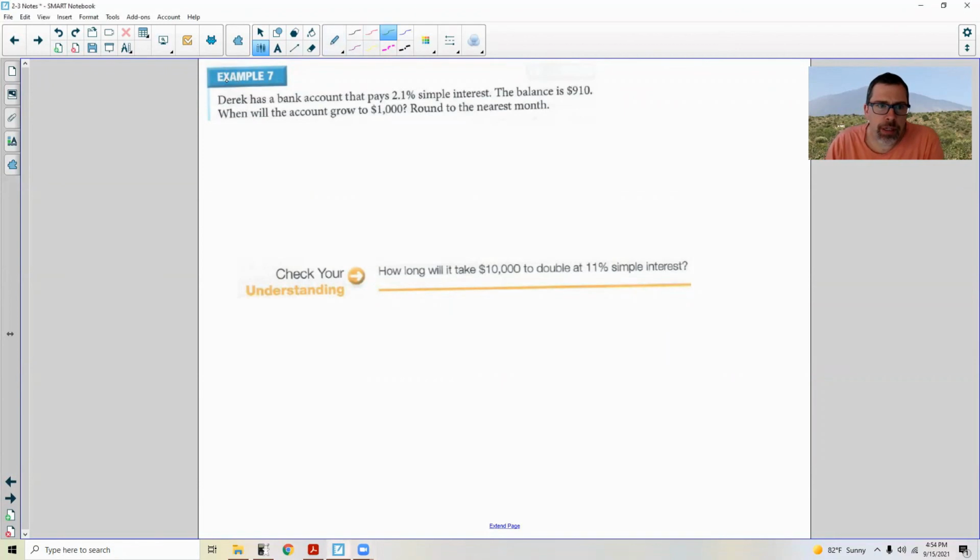Okay, next one says, example 7, Derek has a bank account that pays 2.1% interest. Simple interest, by the way. So as soon as I see that, I write I equals PRT. I equals, P equals, R equals, T equals. The balance is $910. When will the account grow to 1,000? So he wants the principal to be $1,000. So that goes there. But the balance is only 910 now.